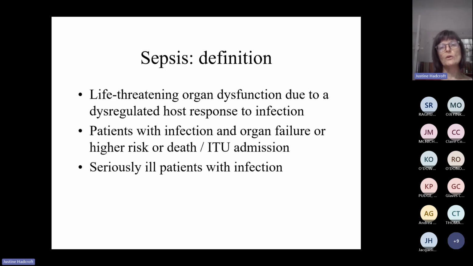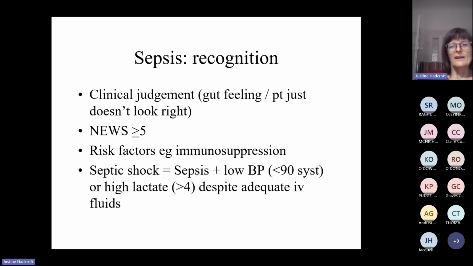The body seems to go into overdrive and produce an exaggerated response to infection, and that's when people present with sepsis. It's essentially patients with an infection plus evidence of organ failure, or a higher risk of death or ITU admission, or seriously ill patients with an infection. But it's essentially the host response to infection. How do we recognise it? There are some hard parameters for recognising it, but then we've got the soft signs as well.